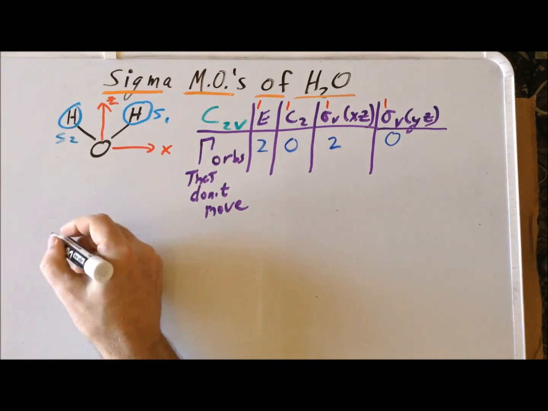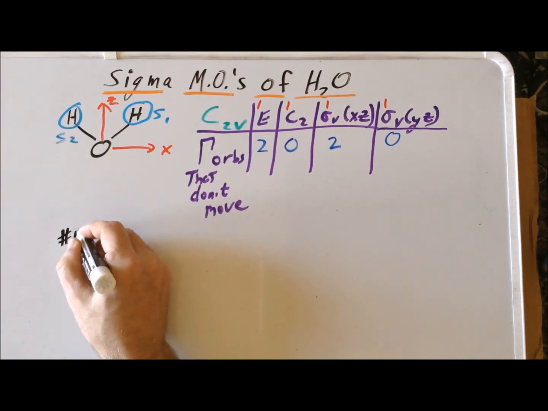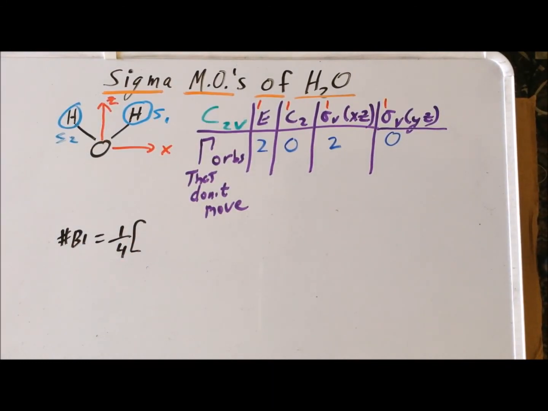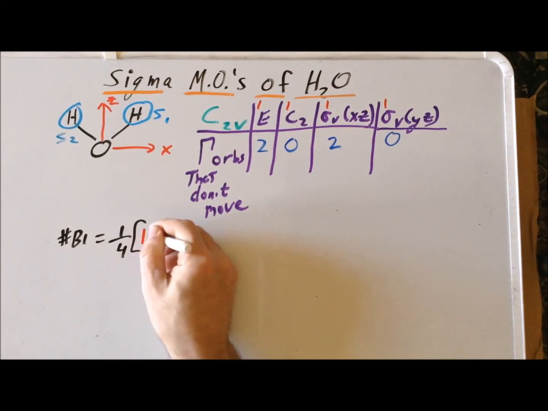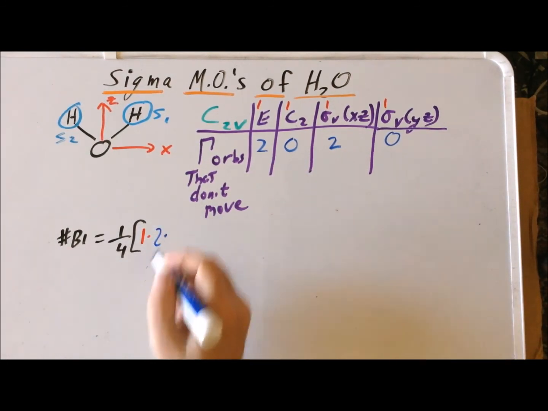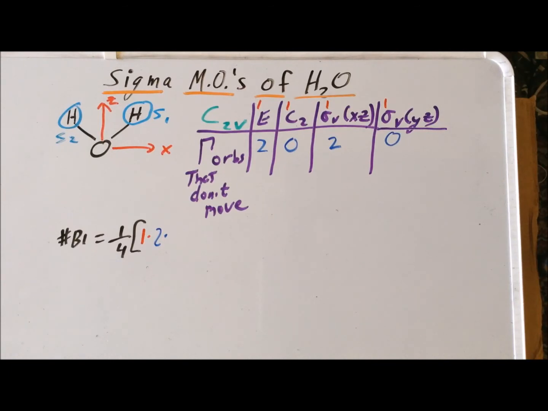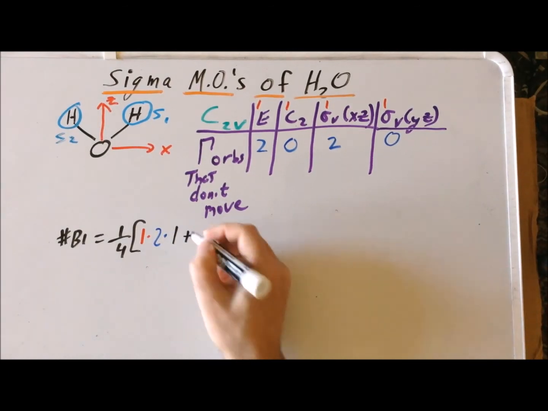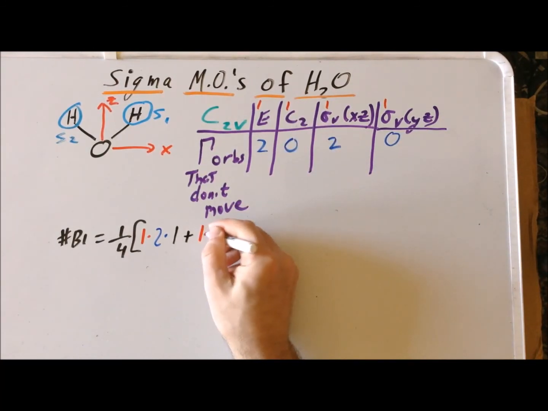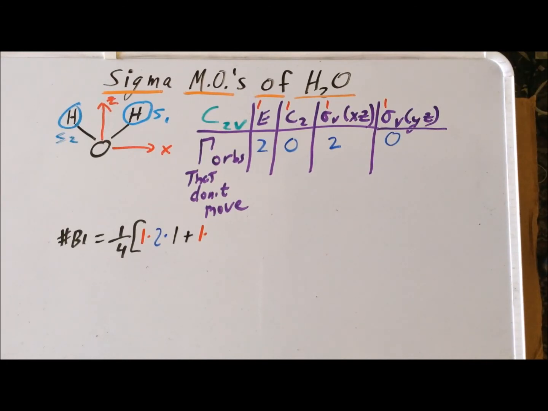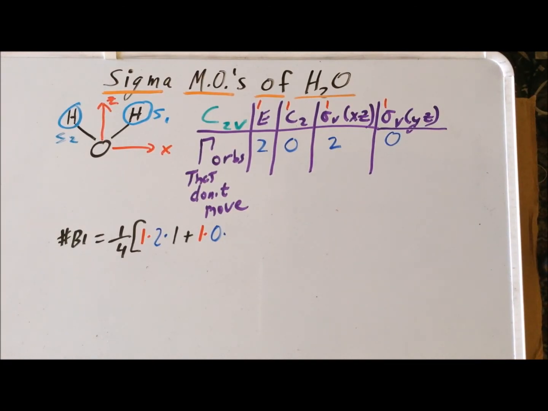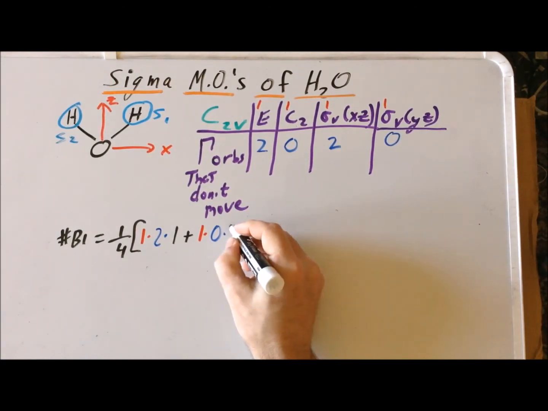The third irreducible representation in the class is B1, 1/4. So again, for E, there's 1 operation in the class. The character from the reducible representation is a 2, and the character from the character table for B1 is a +1. For C2, there's 1 operation in the class. The character from the reducible representation is a 0. The character from the irreducible representation is a -1.